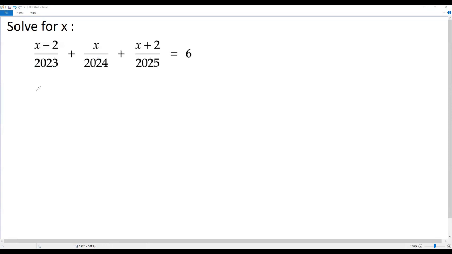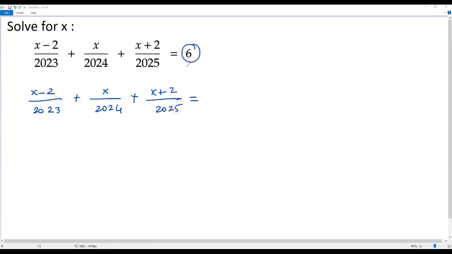Now I'm going to write the left side as it is. Let me complete it: x over 2024 here, and the third term is (x + 2) over 2025. I am writing the right side, 6, as 2 + 2 + 2, because three 2's add up to 6. Here it's a positive 2, a positive 2, there are three positive 2's.